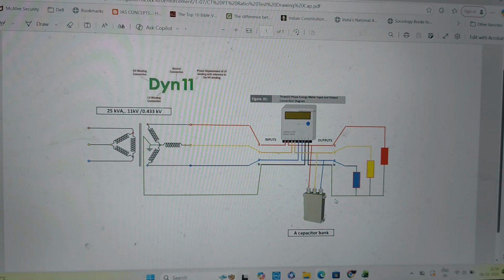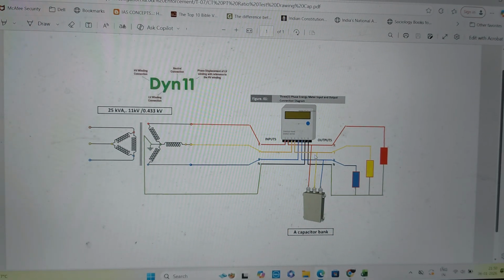I think this also clears your doubt about where to install. Is it before or after?